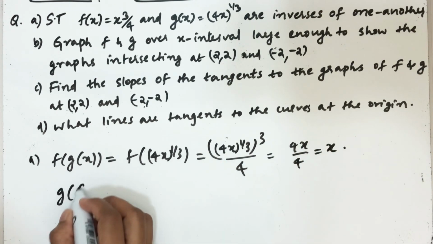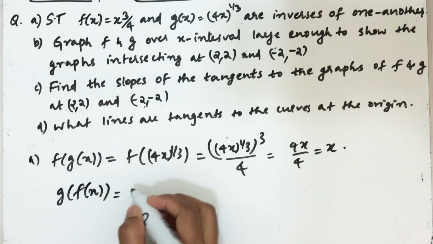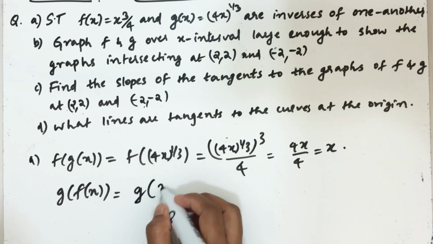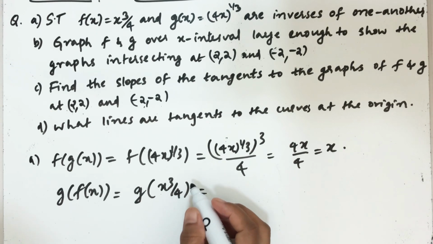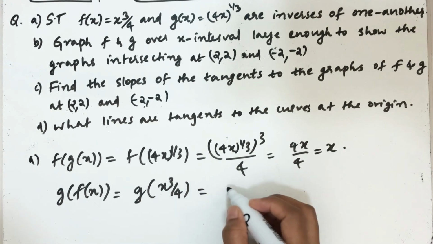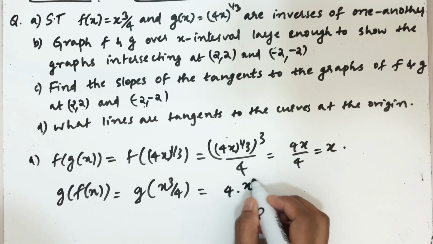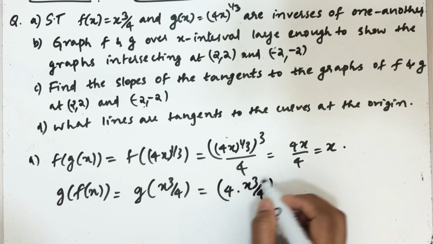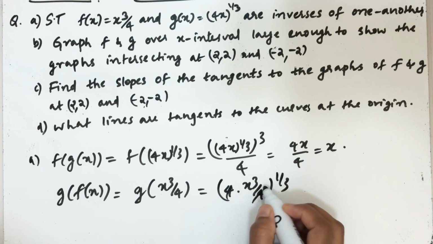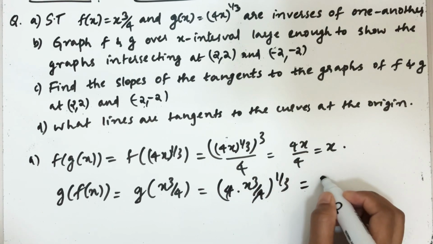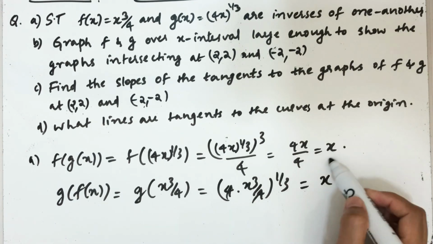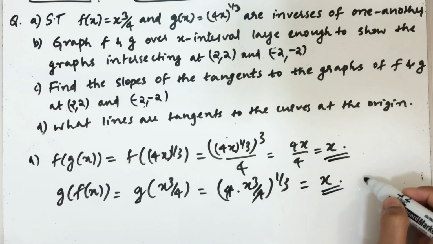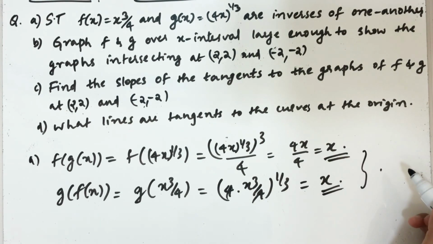And g of f of x, where f of x is x cube by 4 and g of x is 4x the whole raised to 1 by 3. So g of x cube by 4 is 4 into x cube by 4 the whole raised to 1 by 3. Here 4 gets cancelled, x cube the whole raised to 1 by 3 is equal to x. So f of g of x is equal to g of f of x is equal to the identity function. So they are inverses of one another.